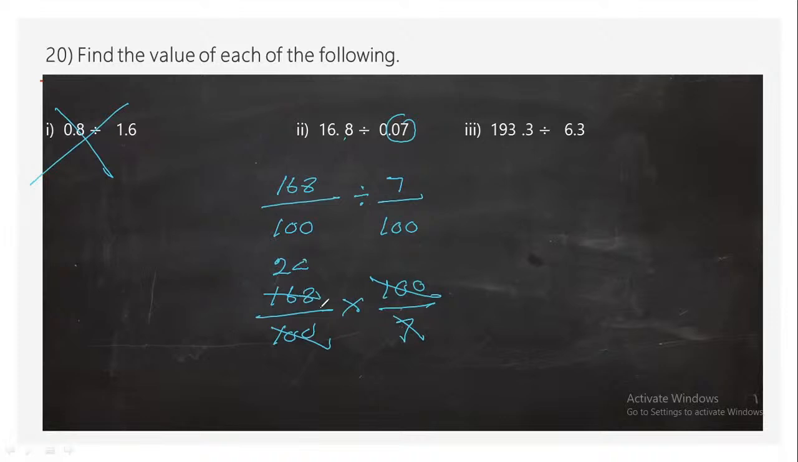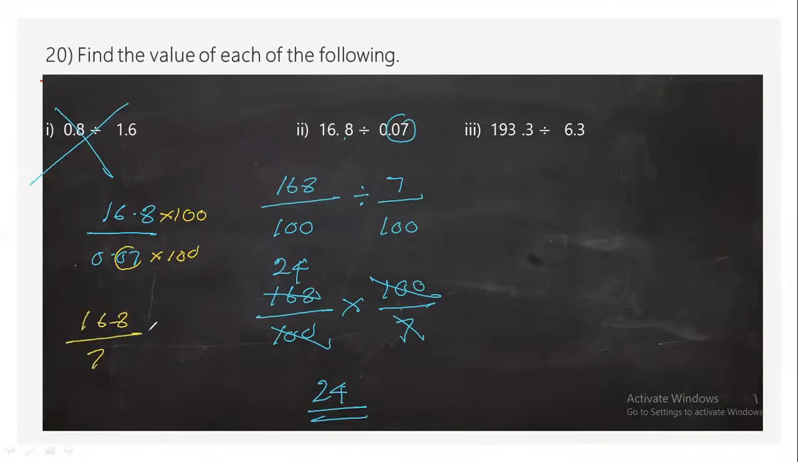How many 7s really? 168 here, right? 7 twos are 14, remaining 28, 4. Yes, the answer is 24 here. For the same sum, 16.8 divided by 0.07, you can remove the decimal places. This is by 10, the maximum decimal places is 100, so this is by 100, and this is also by 100. Then 168 divided by 7, so 24. This method also.